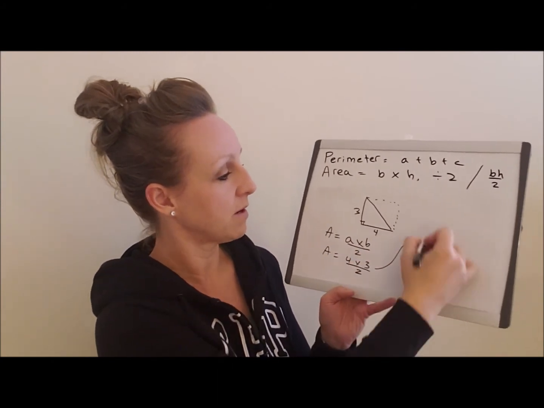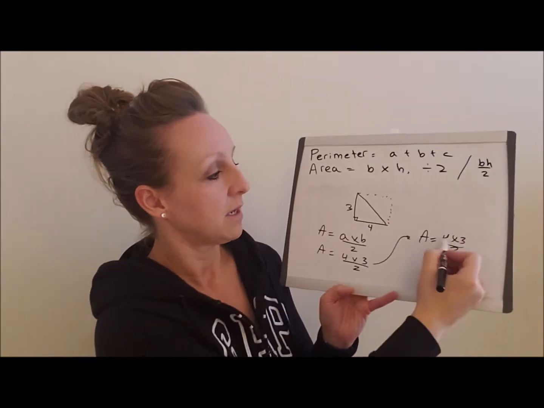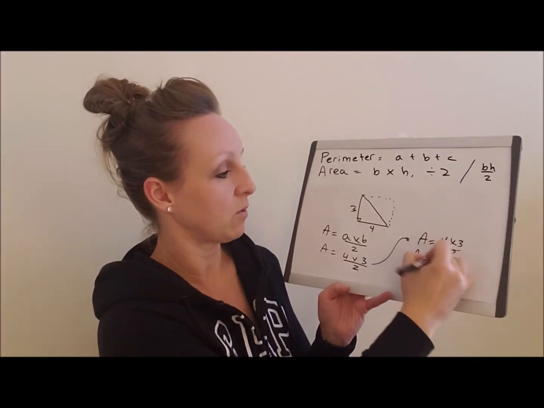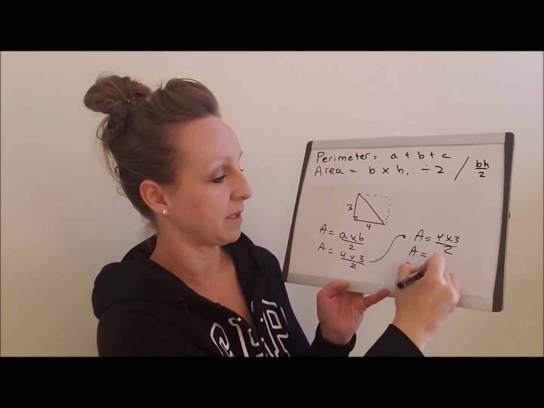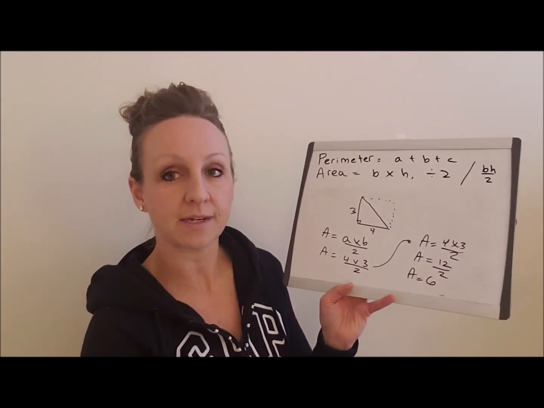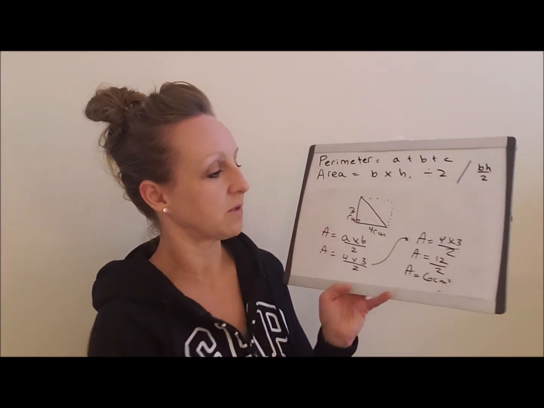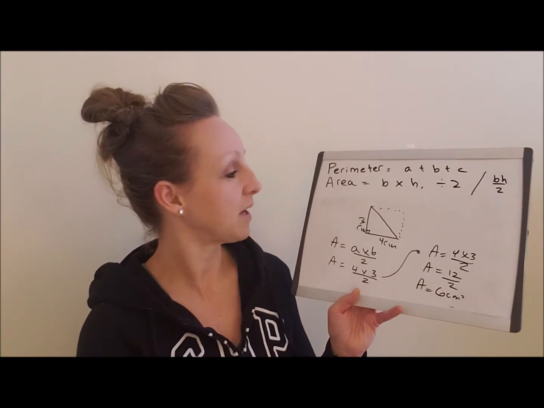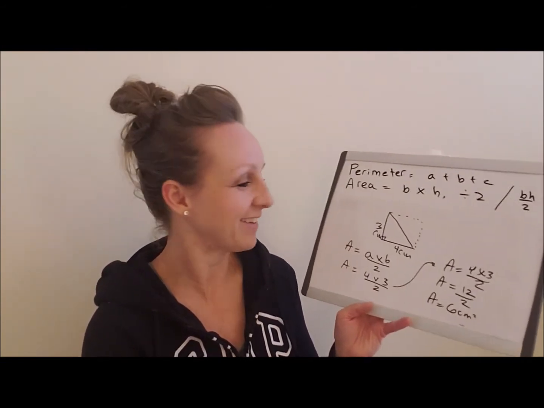I'm just going to carry this on up here. So area equals 4 times 3 divided by 2, so you guys can see. I'm going to go 4 times 3, so area equals 12. I'm going to divide that by 2. 12 divided by 2 is 6. So area equals 6. And again, let's say we're measuring in centimeters, then I'm going to say centimeters squared. So this is how we figure out the area of a triangle.